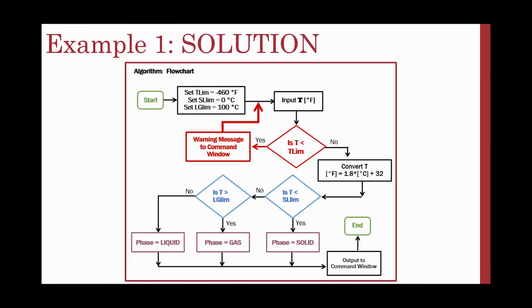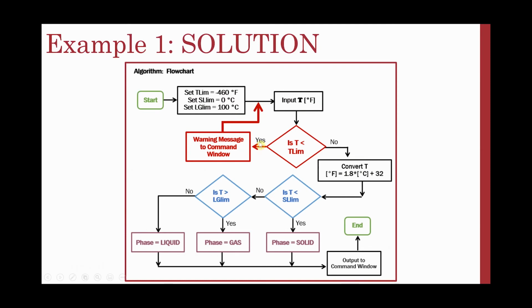So what can we do? What does this look like in a flowchart? Well, we would set our inputs, we would have the user input the temperature, and then we would ask, is our temperature less than our limit? Just like we did when we had our logic version of this example. Only this time, if it is less than the limit, we give them a warning message and we ask them to re-input it. So this is where our loop is occurring.